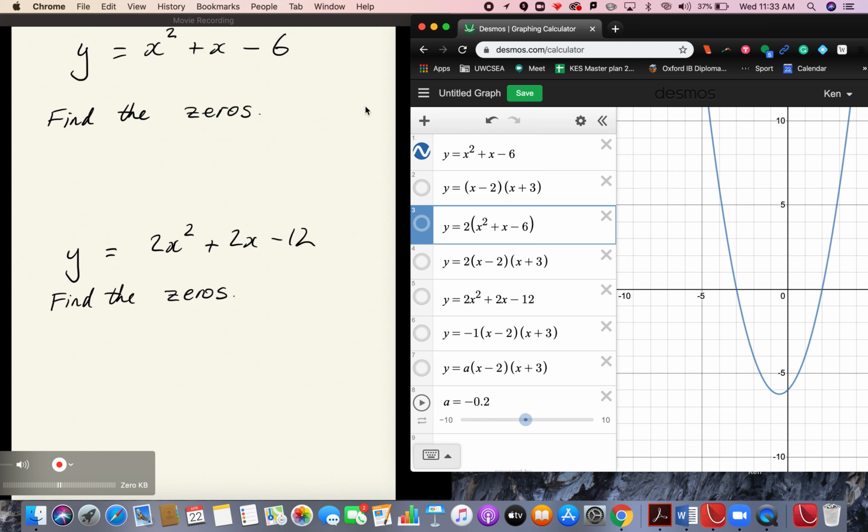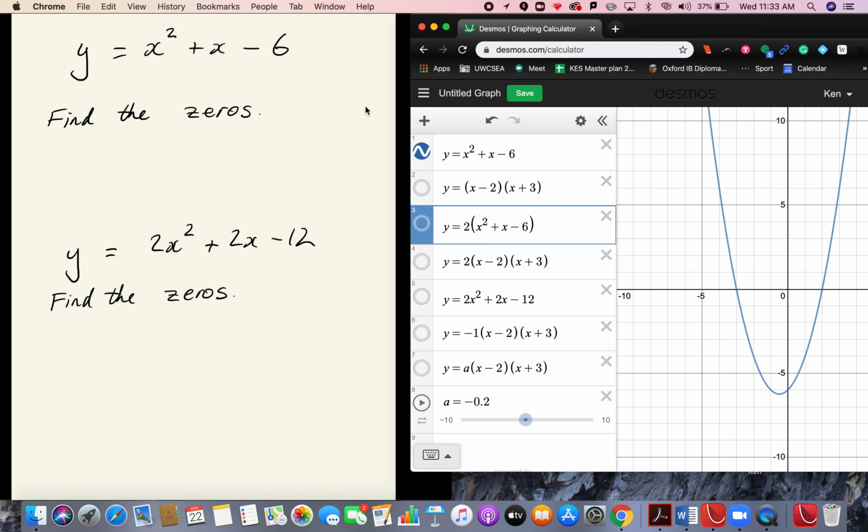Okay, so here's a video on how to think about the link between the graph of a quadratic and how to get its equation. There's a lot going on the screen. We're going to concentrate on the left. So I've got y equals x squared plus x minus 6.